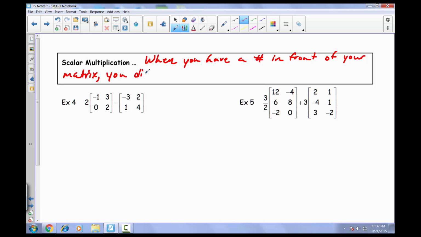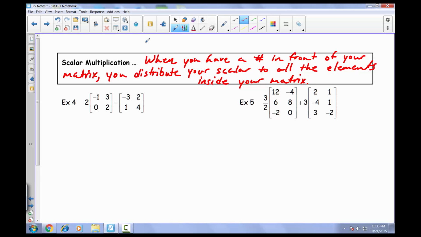So you distribute your scalar. This 3/2 would be that scalar. This 3 would be the scalar for this matrix, to all the elements inside your matrix. So for example, with example 4, we can go ahead and distribute in this scalar multiplication.